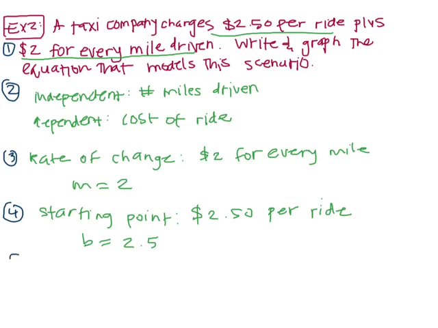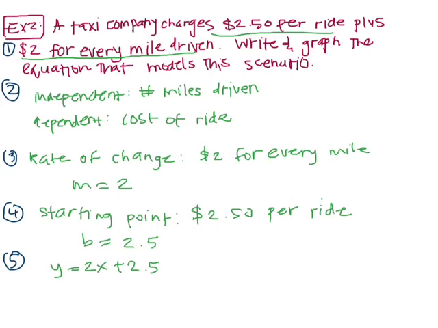Step 5 is for me to substitute my slope and y-intercept into slope-intercept form. So y equals m, which is 2, x plus b, which is 2.5. Y equals 2x plus 2.5.